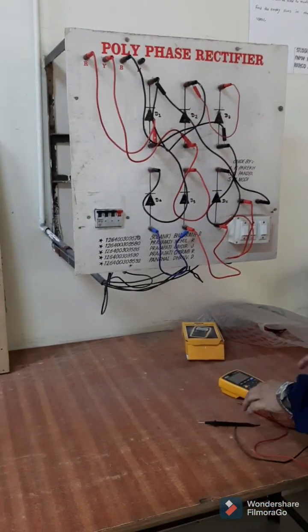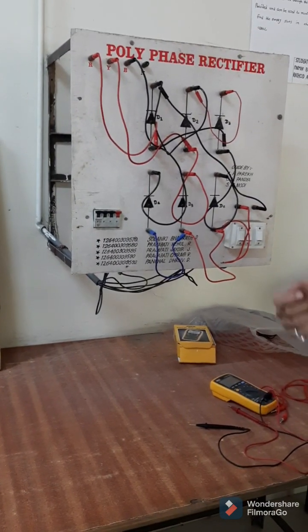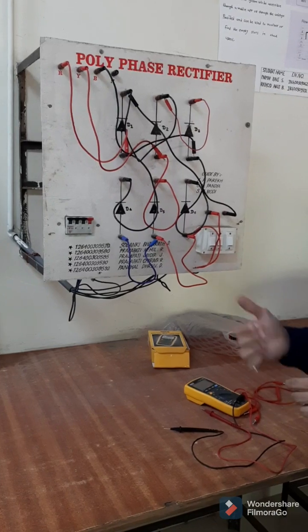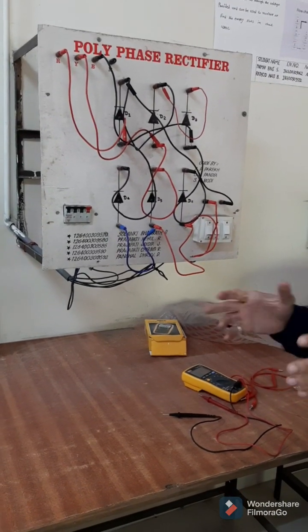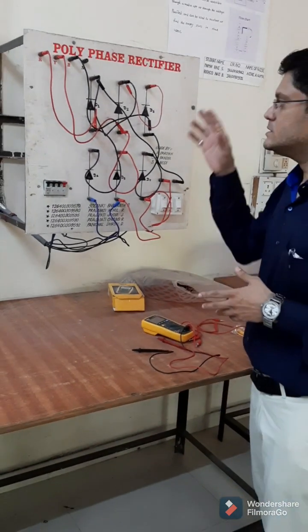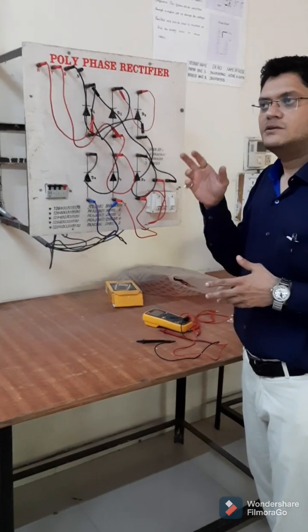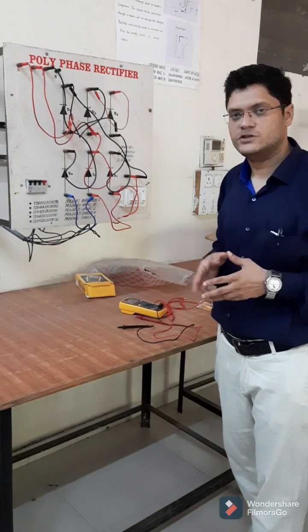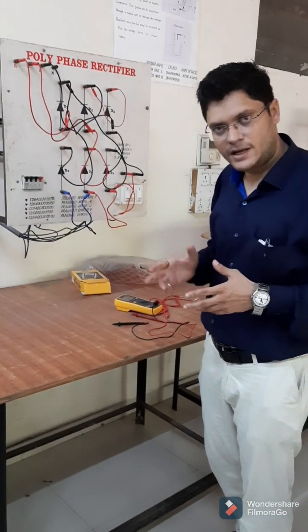So this is how we get 6 pulses in the full wave rectifier, and we can also see the waveform if the attenuator probe is available. We will see then how the waveforms look in our simulation part. So this is our second practical about the 6-pulse or 3-phase full wave bridge rectifier circuit using diodes, meaning an uncontrolled rectifier. Okay, thank you.